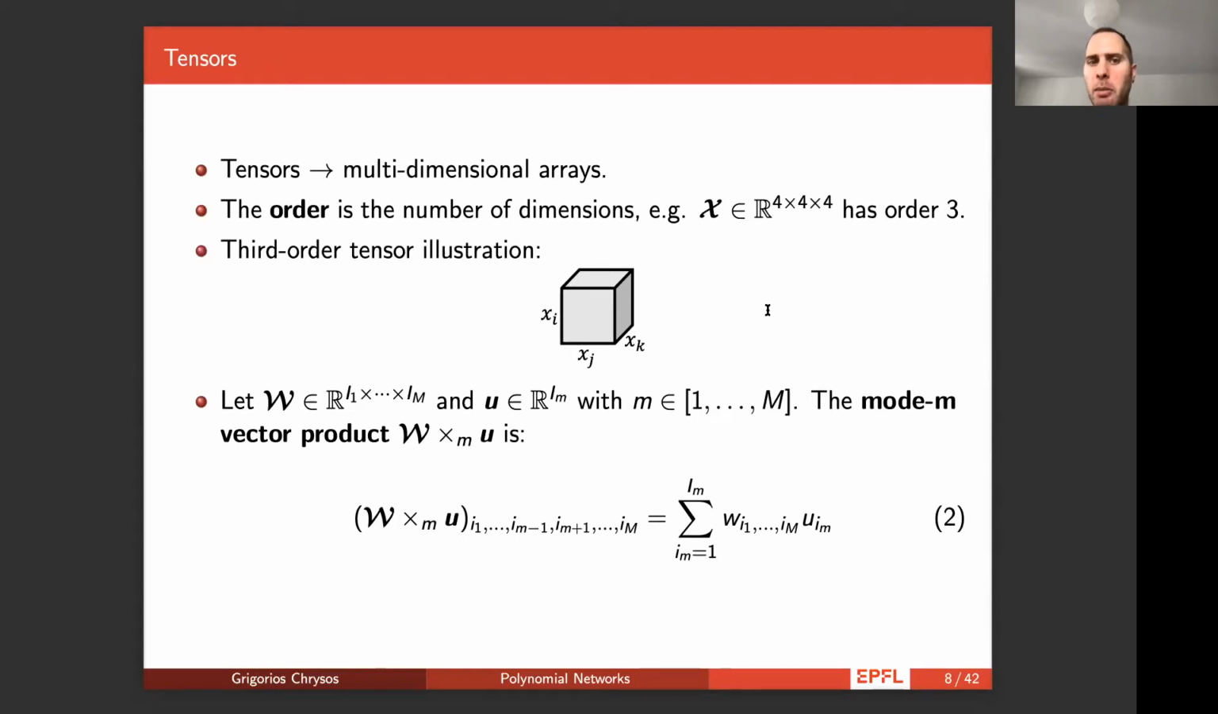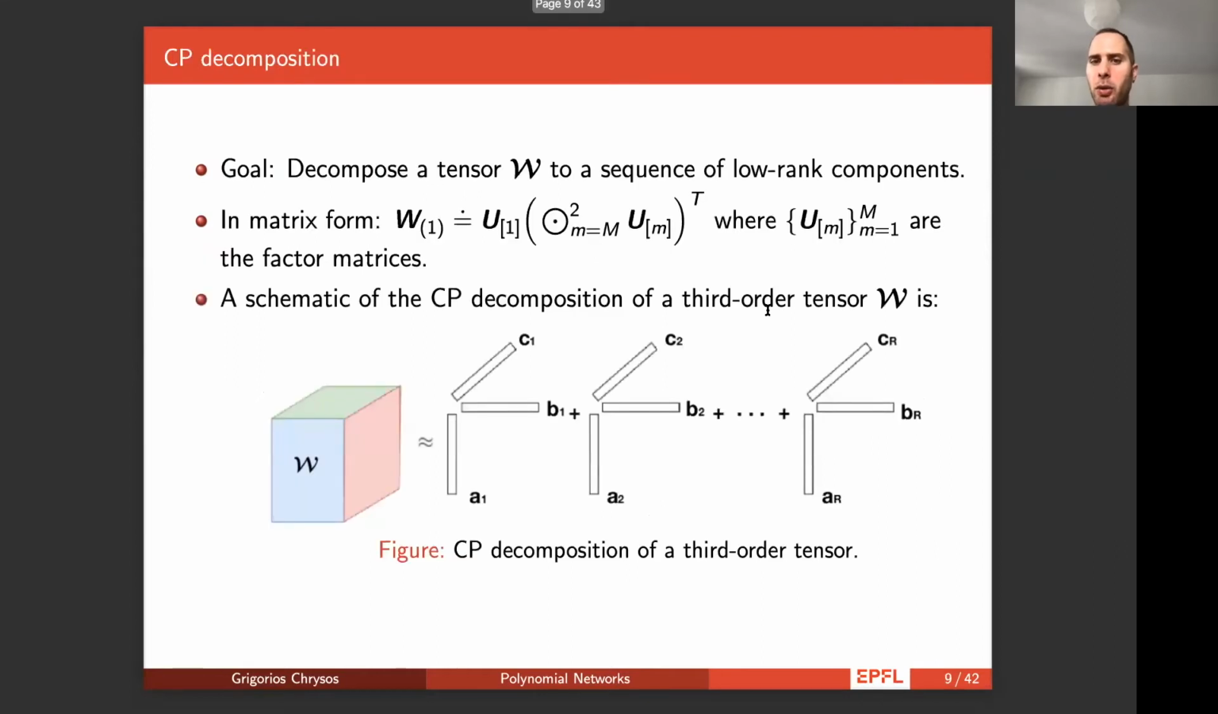Tensors, you can think of them as multi-dimensional arrays where the order of the tensor is the number of dimensions. For instance, you can see a third order abstract illustration on the screen. The second tool we are going to use from tensors is the mode-m vector product that is denoted in equation 2. And the last tool that we are going to use is the CP decomposition, which basically is a way to factorize any tensor W into a sequence of low rank components. The reason I presented the Khatri-Rao product is what you can see here, that it's used in the CP decomposition, which will be a critical tool that we will be using for the tensors in polynomial expansions.